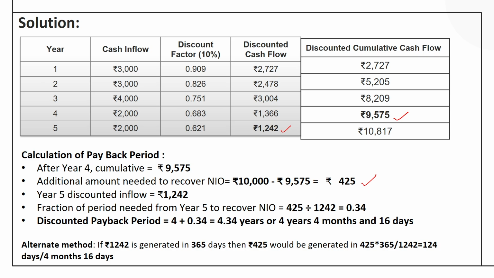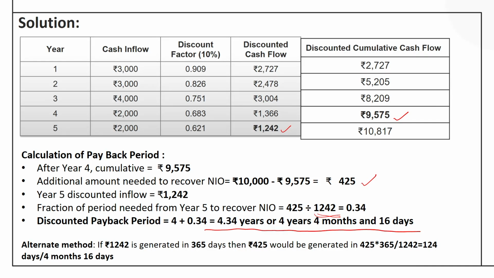year, and we want just 425, and this is 0.34 of the total cash flow generated in the 5th year. So, the discounted payback period can be referred to as 4 years plus 0.34 years, that is a fraction of the cash flow generated in the 5th year. So, the discounted payback period comes out to be either 4.34 years or 4 years, 4 months and 16 days. So, this is the period which is required to recover the initial investment of rupees 10,000.